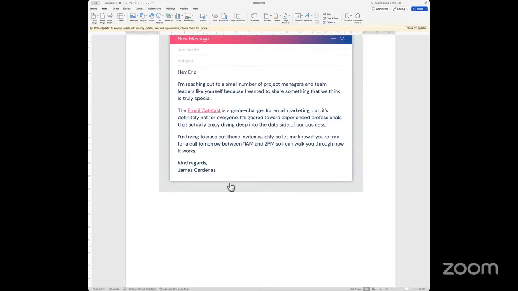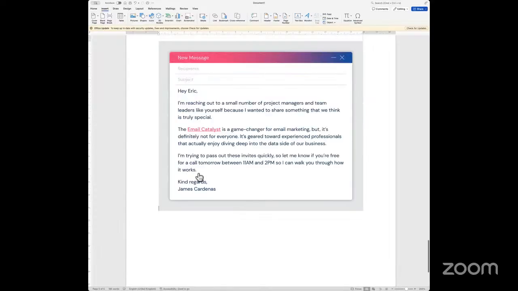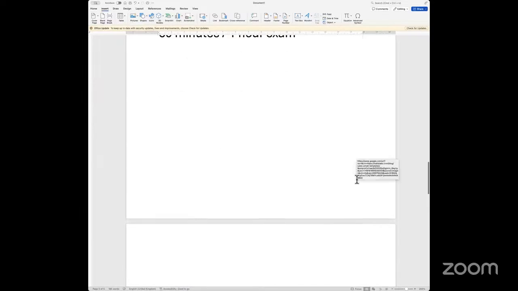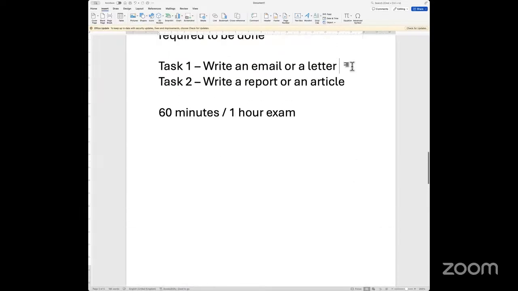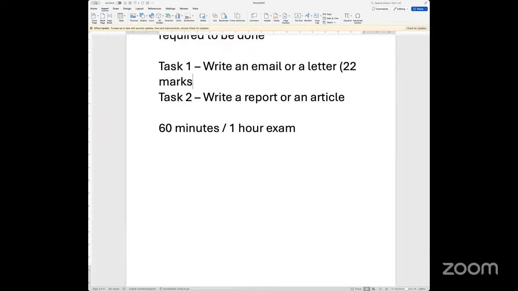And then you have the three parts again: dear so and so or hi so and so, then introduction, main body, and then conclusion with kind regards, best regards, or regards. And you end that email. So this is going to be the first activity that you're going to get, and it is going to be 22 marks.